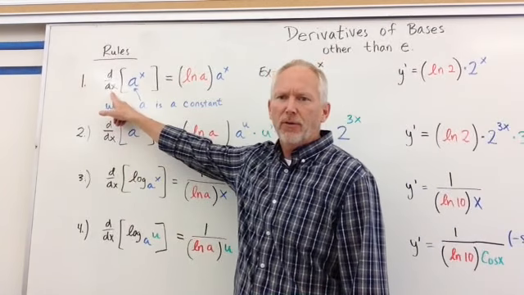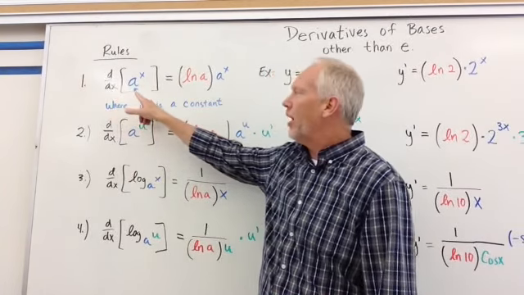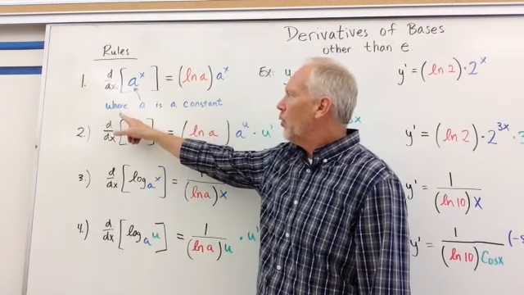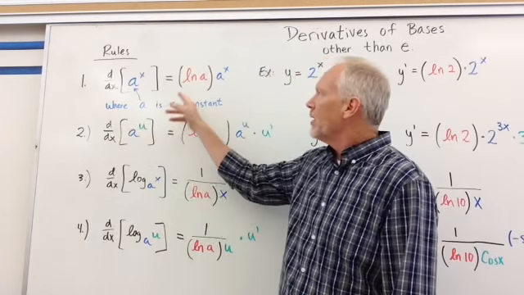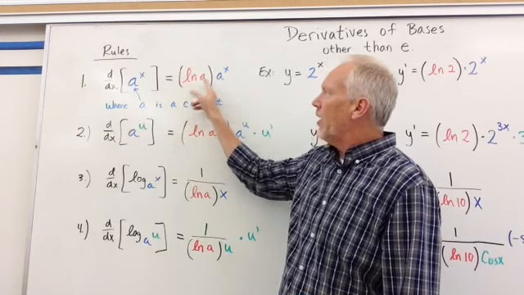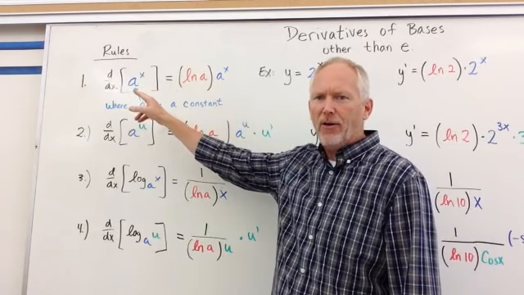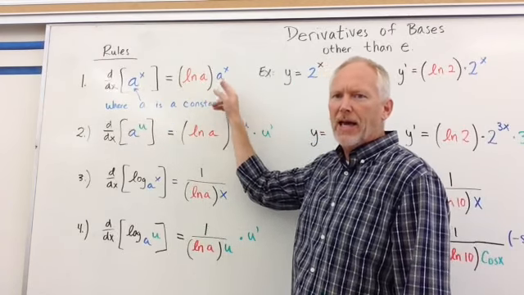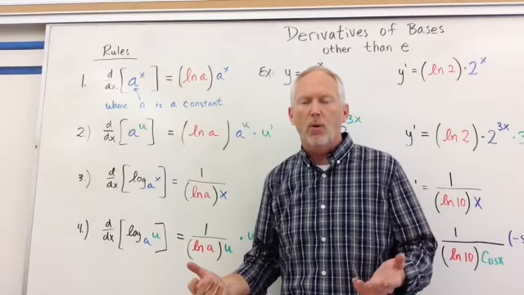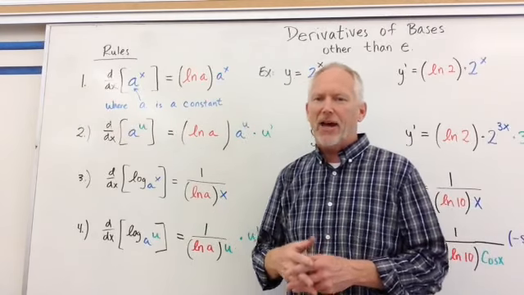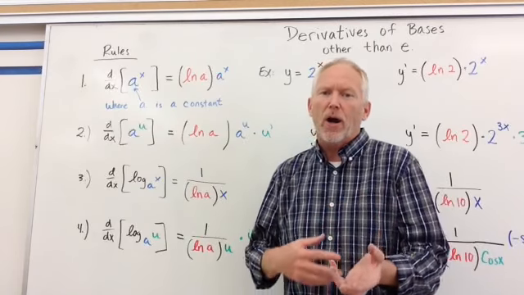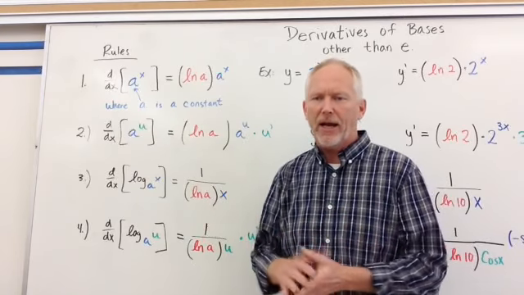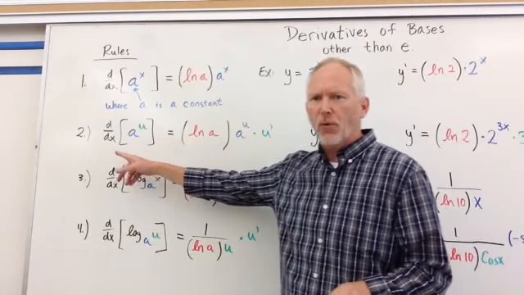The derivative, d dx, the derivative of a to the x, where a is a constant, like 2 or 4 or 5 or something, is equal to ln of that a value times a to the x. All right, well, what happens if that a to the x is something a little more complicated, maybe like a 3x or an x squared, or there's something else happening with that x? Well, then we're going to use this format.